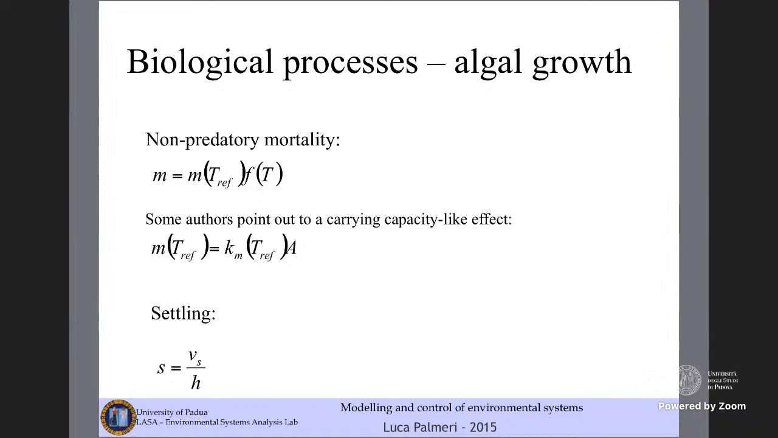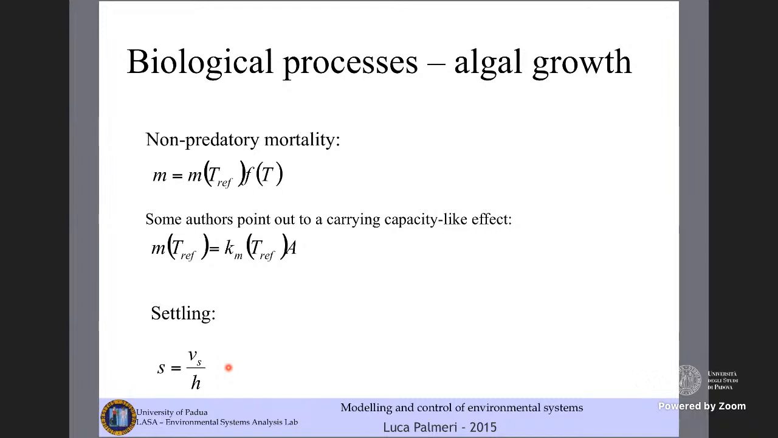Concerning the settling, we have already seen a couple of models that you may employ for describing the process of settling. In this case, S is trivially made equal to the settling velocity divided by the system depth h. So this quantity S is a speed that is normalized by the depth of the system. So the higher the depth, the smaller the settling rate, of course. The smaller the depth, the higher the settling rate. Again, the higher the settling velocity Vs, the higher the settling rate, and so on.